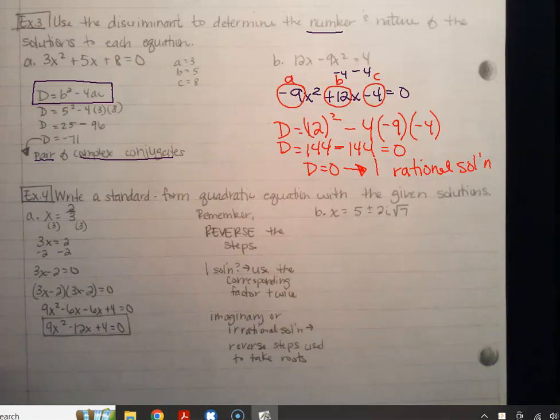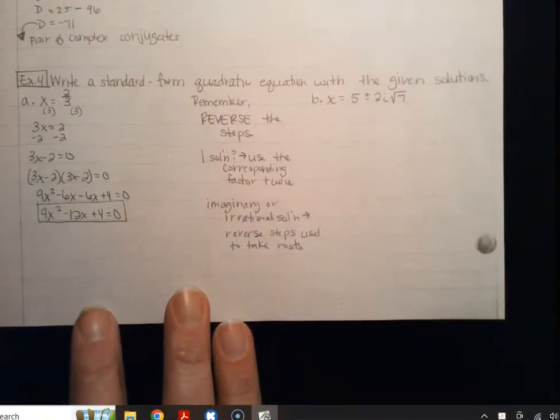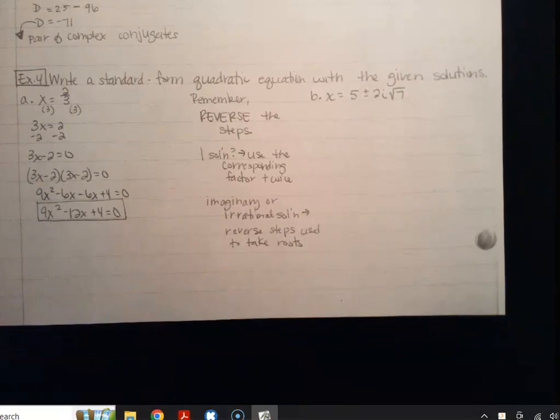All right, our last example. Let me clear it so we can move up a little bit. So now we're going to write a standard form quadratic equation with the given solutions. Remember, we have to reverse the steps. If we have one solution, we use the corresponding factor twice. If it's an imaginary or a rational solution, we just reverse the steps used to take the roots. We've got an example of both of those here.